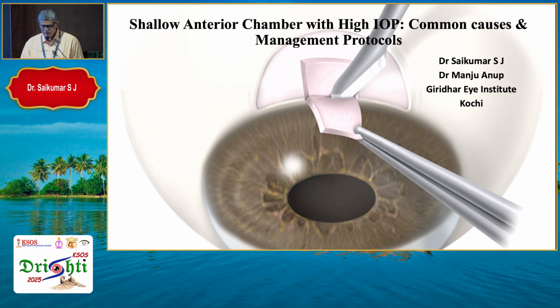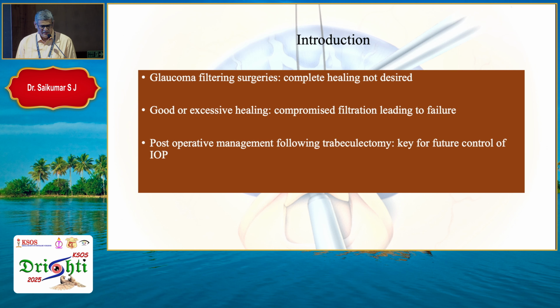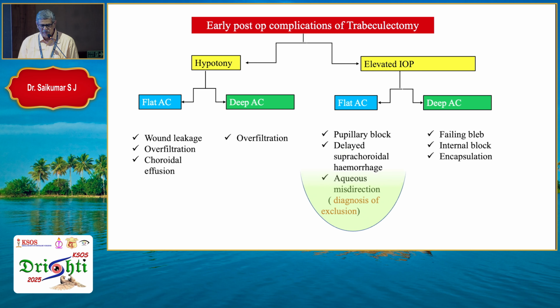George has been telling us that most of the vision-threatening complications of TRAB are due to hypotony. Well, I'm going to show some due to high pressures as well. So these are just one or two introductory slides. Basically, we're going to talk about this area. You have a flat anterior chamber following trabeculectomy, but the pressure is very high. So what are the possibilities that you're thinking of?